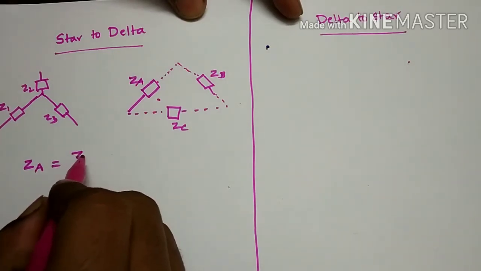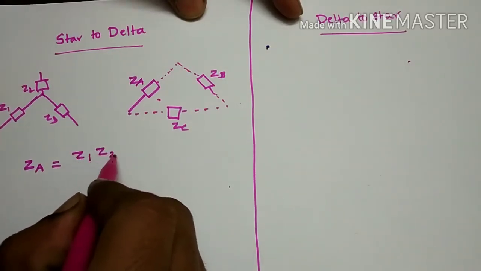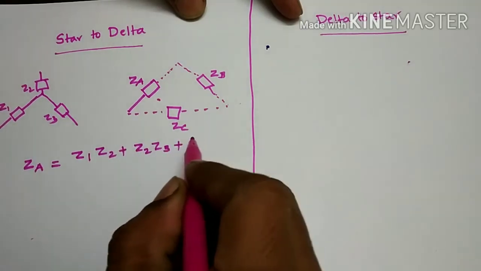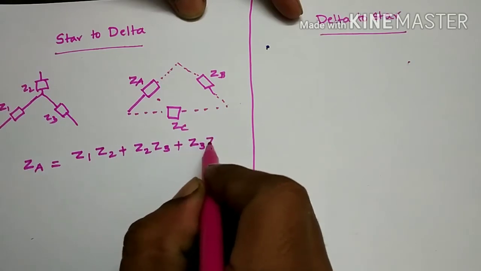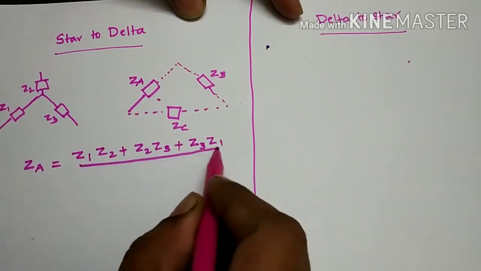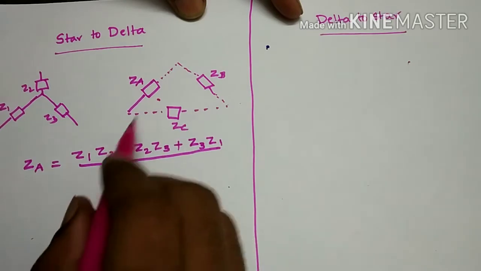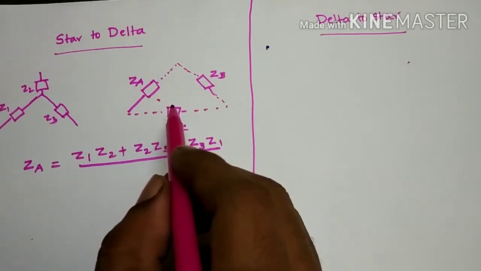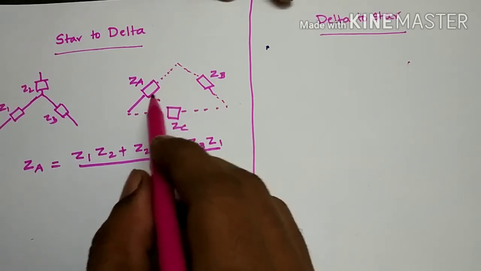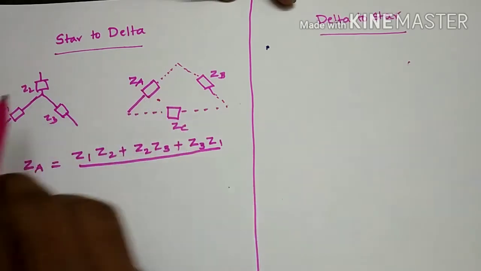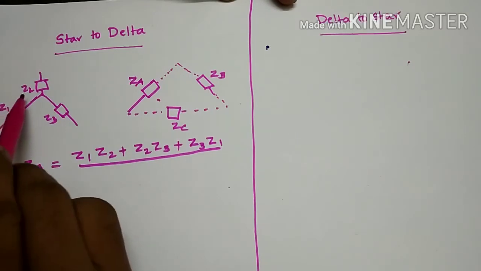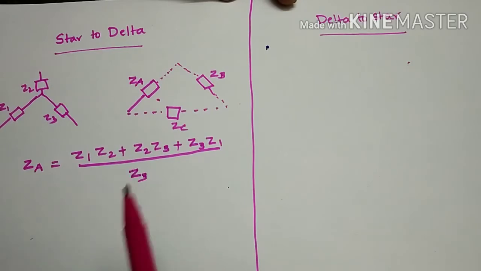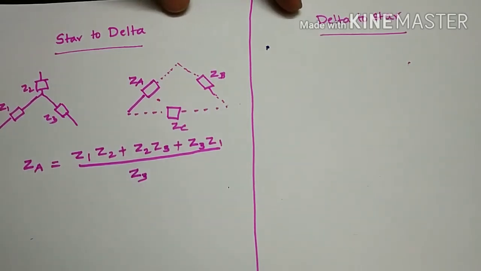This formula is Z1 into Z2 plus Z2 into Z3 plus Z3 into Z1, divided by, you have to see which impedance is not connected to ZA. Z1 is connected and Z2 is connected, so Z3 is not connected. So you can write Z3.